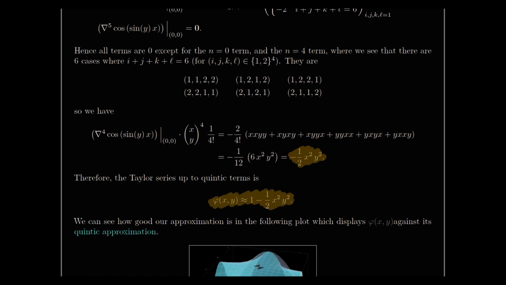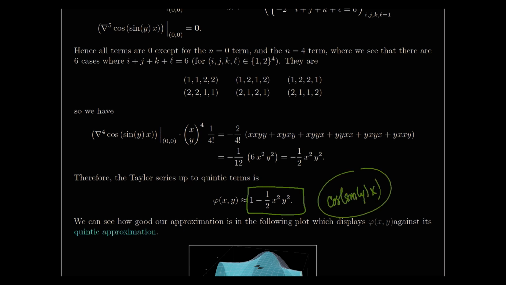Went through all that work just to say that cosine of sine y x is approximately 1 minus 1/2 x squared, y squared. But now you can imagine how much easier that function is to play with, how many better properties you can use that function for than cosine of sine of y times x. It's so much trickier than 1 minus 1/2 x squared, y squared.